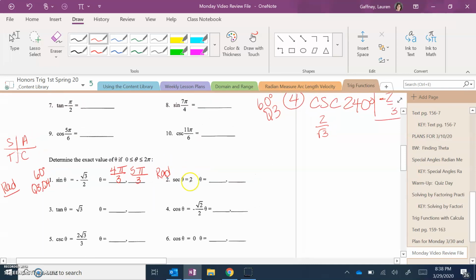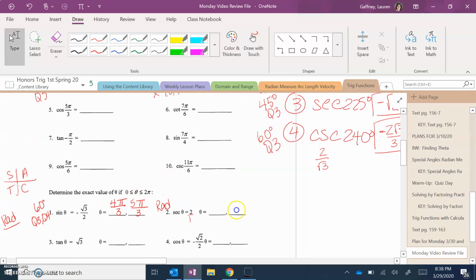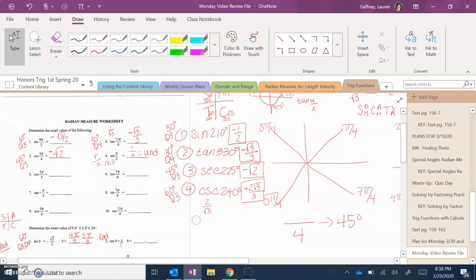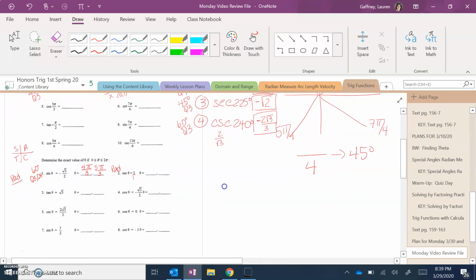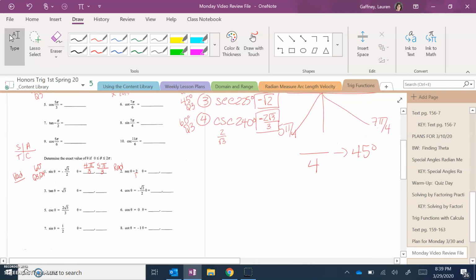Okay, let's do another one in radians, and then I'll do 2 in degrees. Secant, technically that'd be over 1, so secant theta equals 2. So if we come over here, secant is the flip of cosine. Cosine is adjacent over hypotenuse, so this would be hypotenuse over adjacent. So my reference angle again is 60 degrees. Now, secant is positive in quadrants 1 and 4.